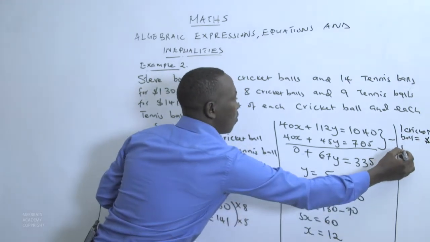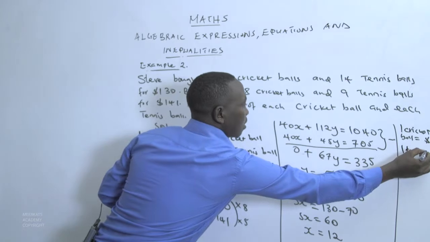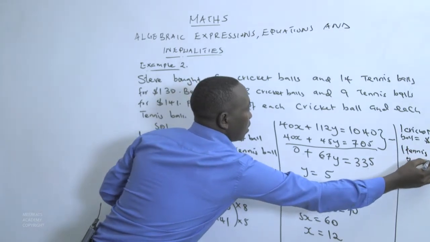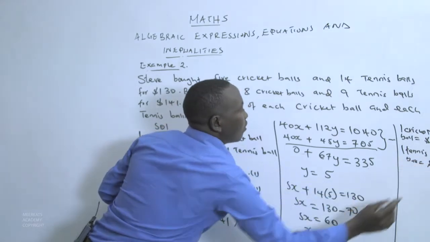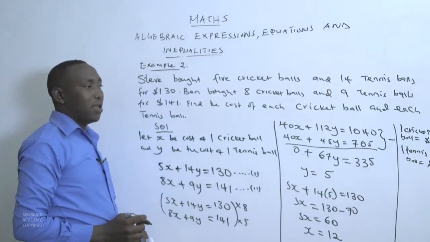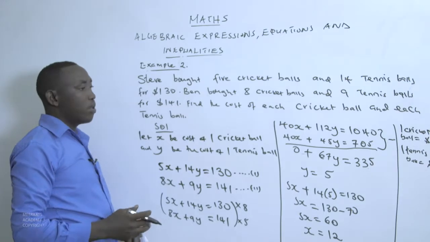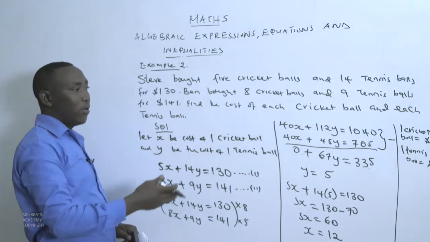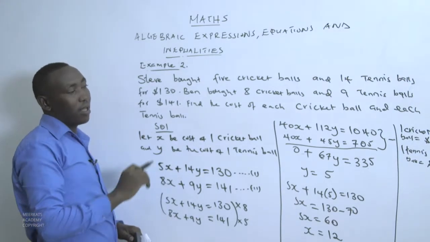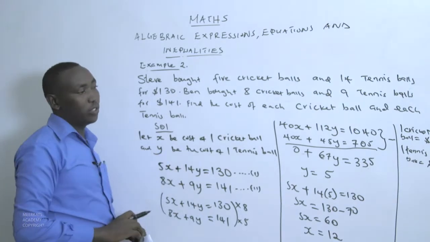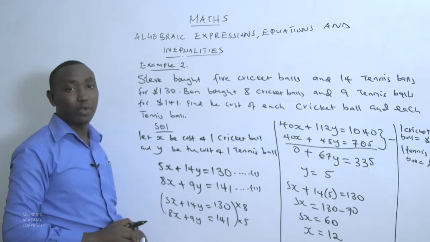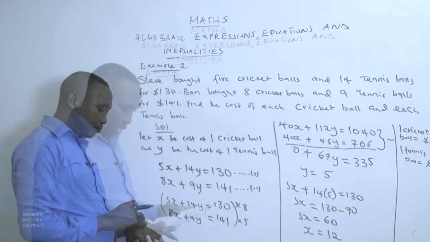One cricket ball is $12, and then one tennis ball is equal to y, which is $5. The fifth step we said is very important. Always cross-check that the pair of solutions that you have satisfies the two linear equations that you had formed.